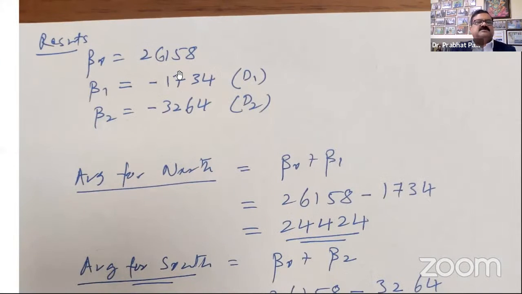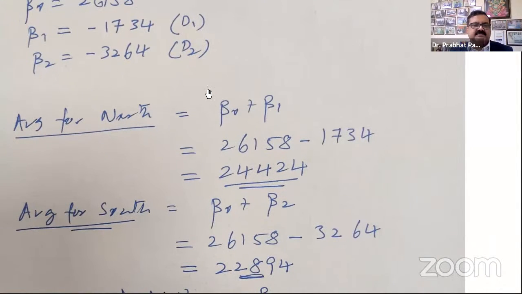So results. Beta 0 value is 26158. Beta 1, we have already seen, is minus 1734. Beta 2 is minus 3264. That's what the result was. And what is the average for the north? Beta 0 plus beta 1. We have already seen this, right? Why is this going to be beta 0 plus beta 1? So beta 0 value is 26158, and beta 1 value is minus 1734. So it is equal to 24424.